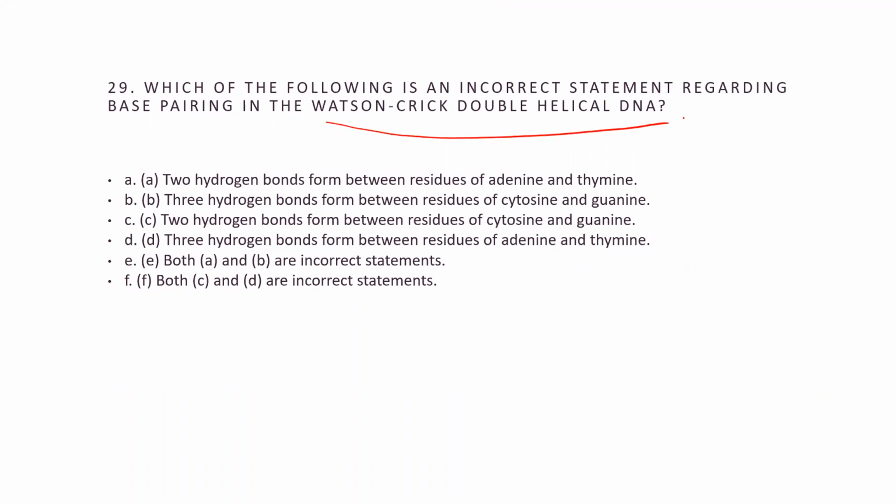DNA? F? Why is it F? Why are they wrong? So let's go through these. So we know that A binds to T. We know that C binds to G. Okay, so these all check out. Two hydrogen bonds between residues of adenine and thymine.